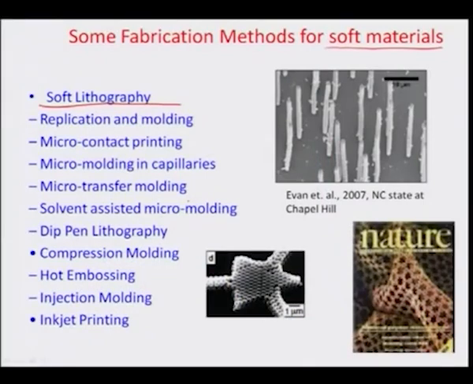So, some of the soft lithography techniques, of course, replication and molding is a major technique, again developed at Whiteside's laboratory. Micro contact printing, micro molding in capillaries, micro transfer molding, solvent assisted micro molding, and then these two processes, dip pen lithography and compression molding, which includes hot embossing or injection molding, and inkjet printing. These are some of the methods which can be classified under the domain of polymer MEMS. Okay. So, soft lithography is a class of processes, compression molding is another class of processes, and then inkjet printing is the third class of processes.